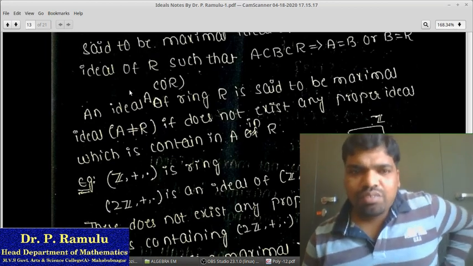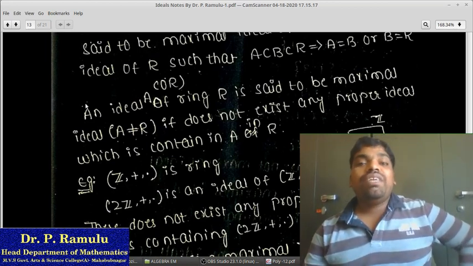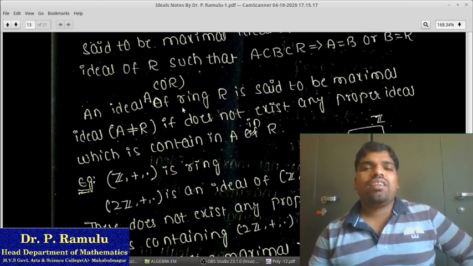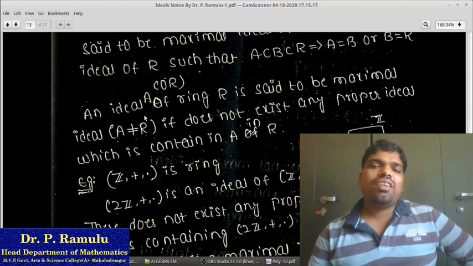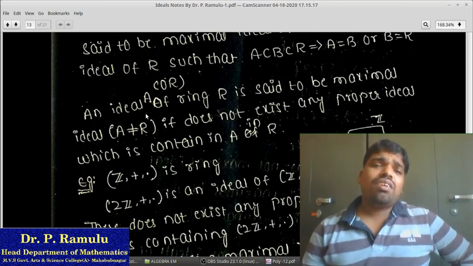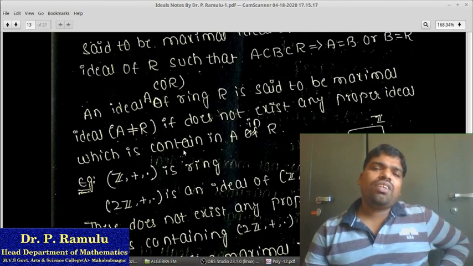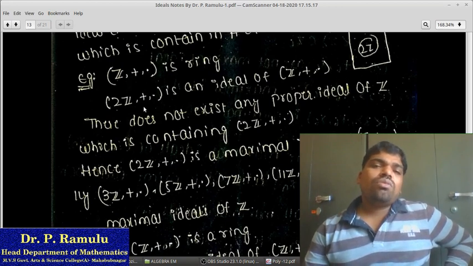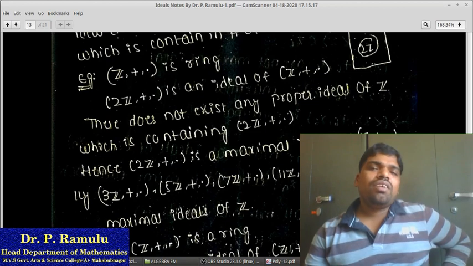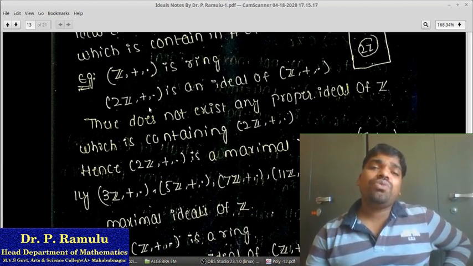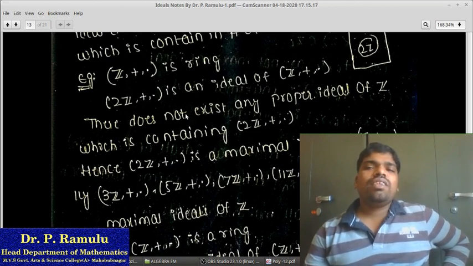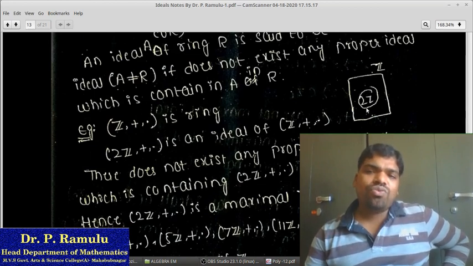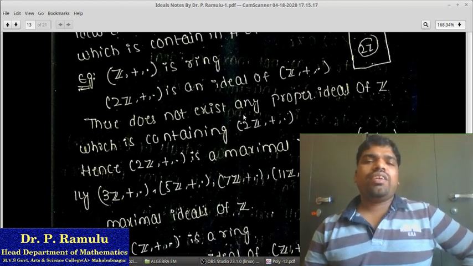That means if I take any ring R and A is some ideal of R, between A and R does not exist any ideal, then we say that A is a maximal ideal. So between the ideal and the ring there does not exist any ideal. For example, I am taking that Z, plus, dot is a ring, and taking 2Z, plus is an ideal of Z, plus, dot. Between 2Z and Z there does not exist any proper ideal. So therefore 2Z is a maximal ideal.